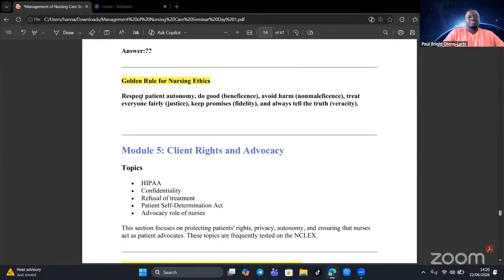So respect the patient's autonomy. Do good. Avoid harm. Treat fairly. Keep your promises. And always tell the truth.